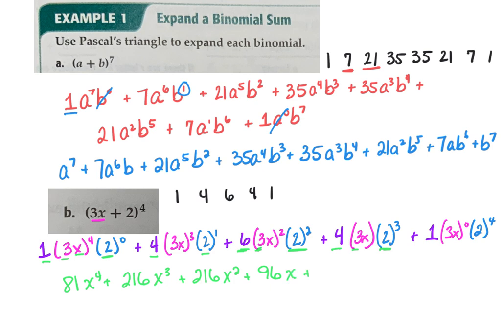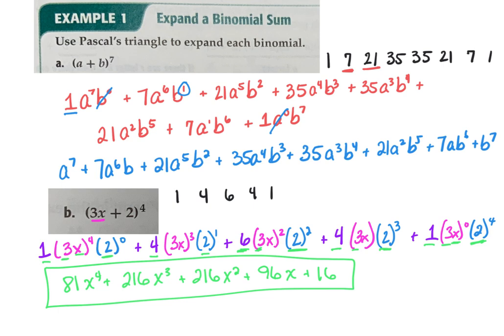And then for the last one, I have 1. 3 to the 0 is just 1. 1 times 1. And 2 to the 4th is 16. So 1 times 1 times 16. And it's x to the 0, which is also just 1. And so that would be my expansion for 3x plus 2 to the 4th power.